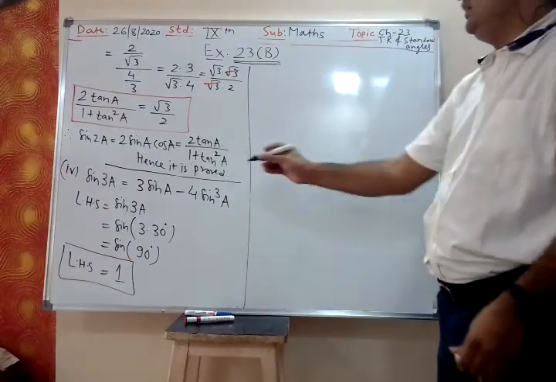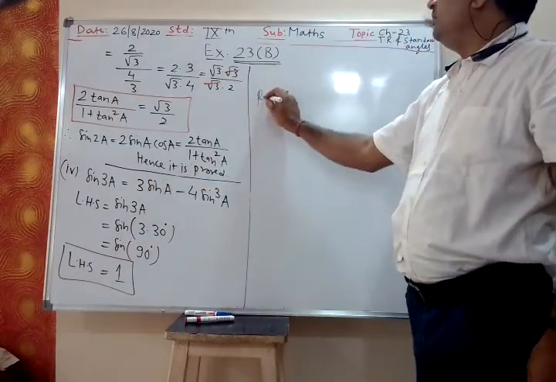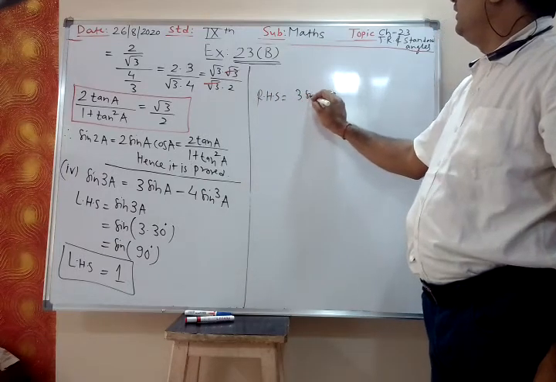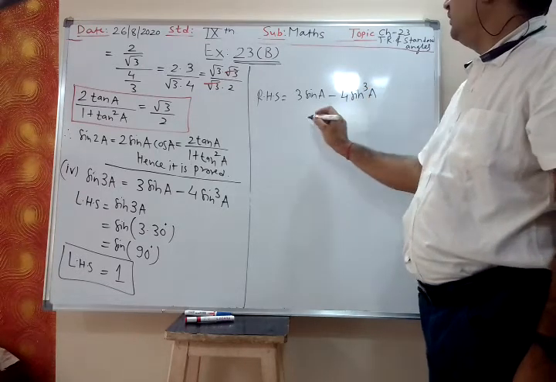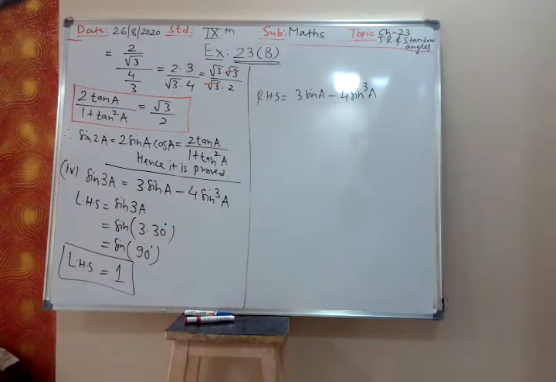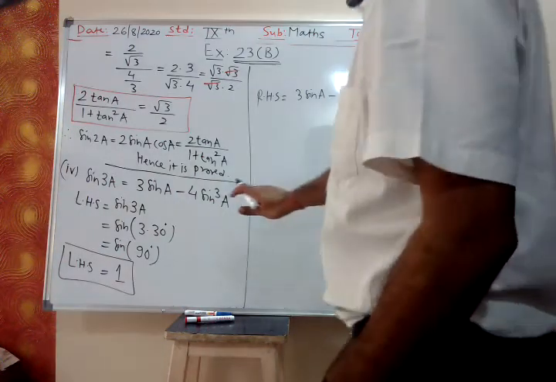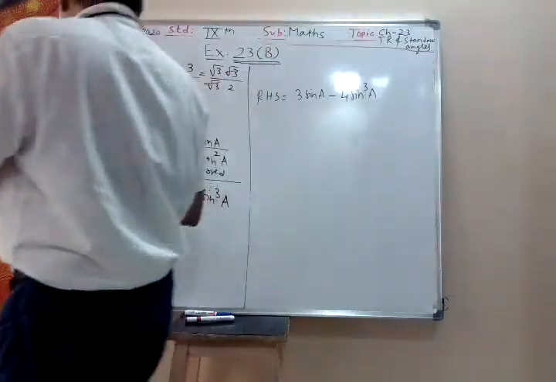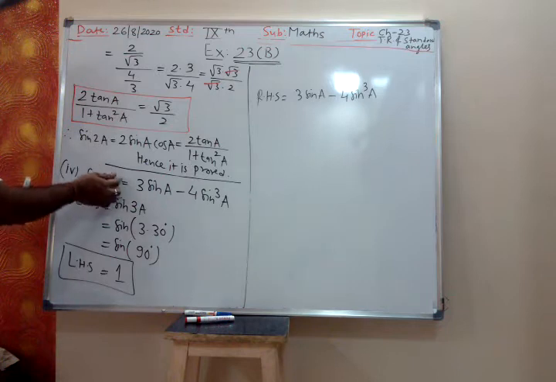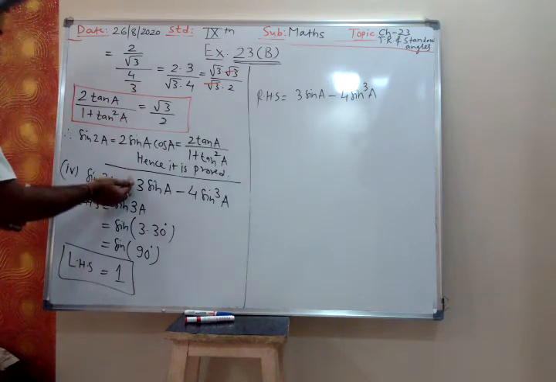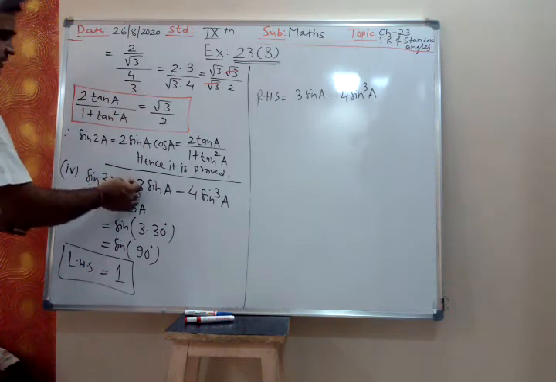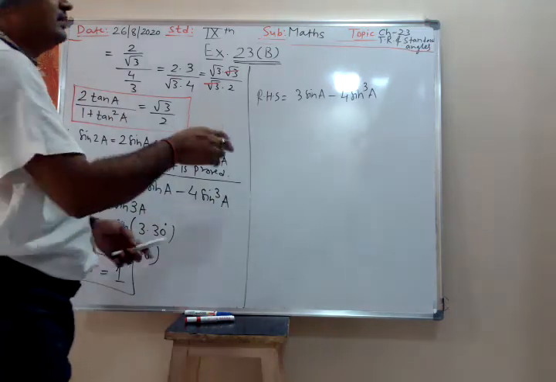Now the left hand side we have evaluated. Now we have to evaluate the right hand side. What is my right hand side? Right hand side is 3 sin A minus 4 sin cube A. Even though there are two different terms, this is considered the right hand side. The term before the equal sign is my left hand side, and the term after the equal sign is my right hand side. So the entire expression I will consider as the right hand side.